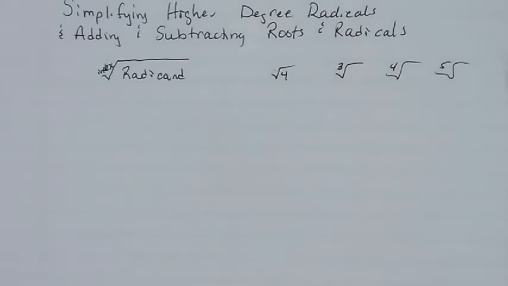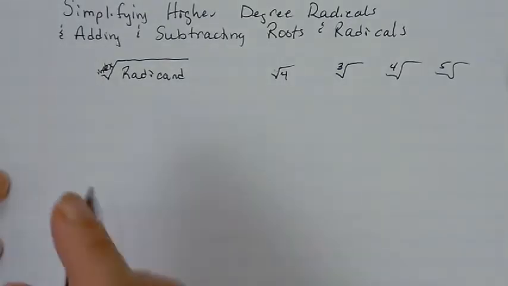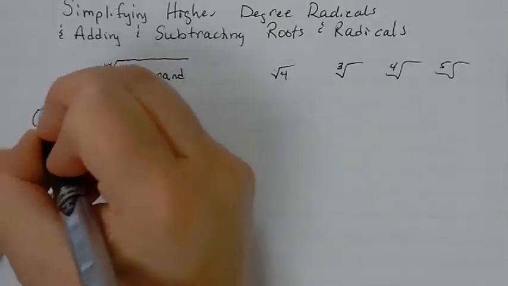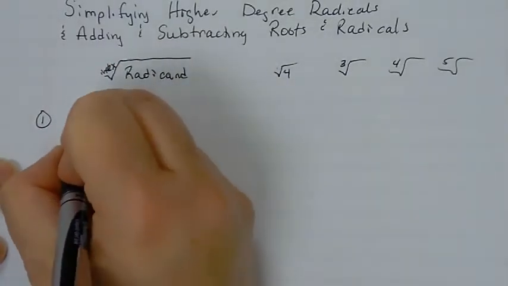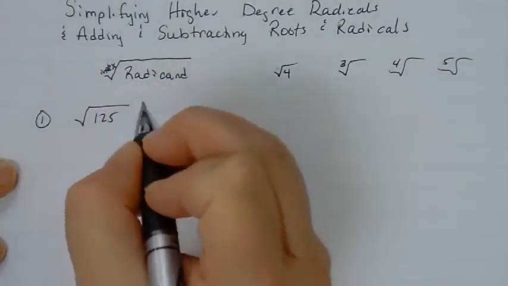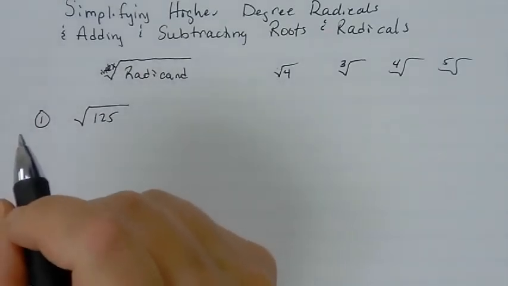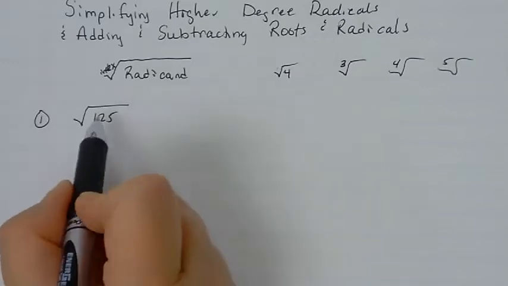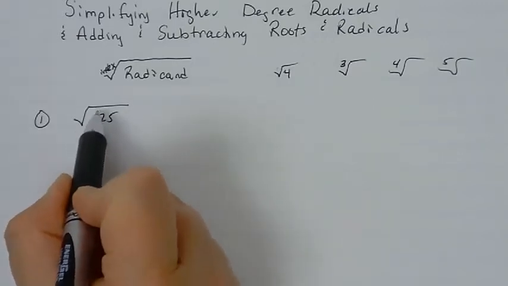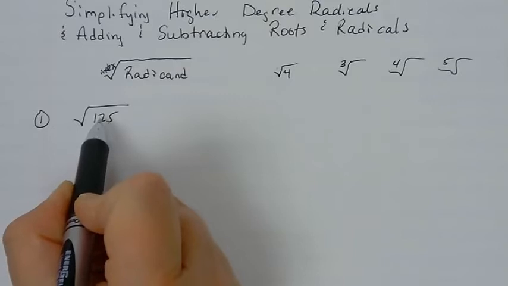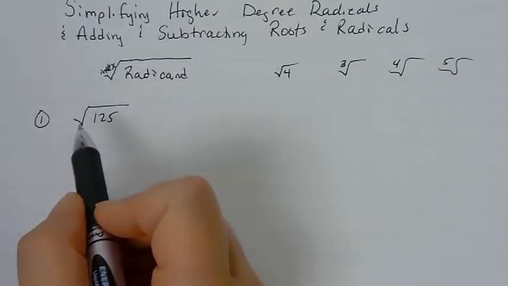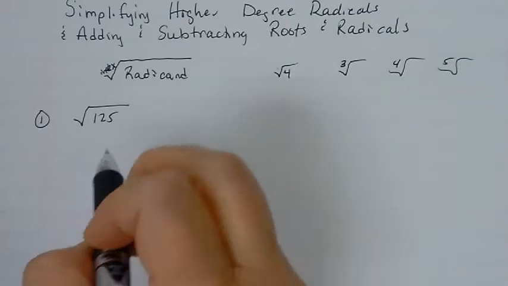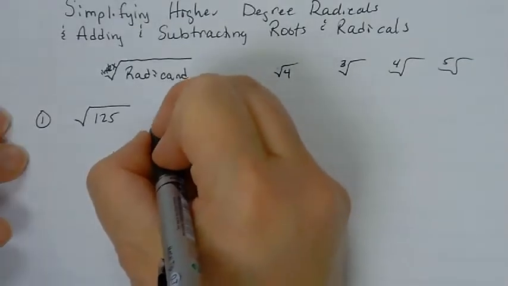So let's just start here by simplifying a few. Some of these will be things you already know, and some of it will be new. So let's start here. First example. The square root of 125. I'm looking for numbers that are perfect squares under the radical. So I want to try to break this number 125 into prime numbers and perfect squares. And we've already been doing this some.